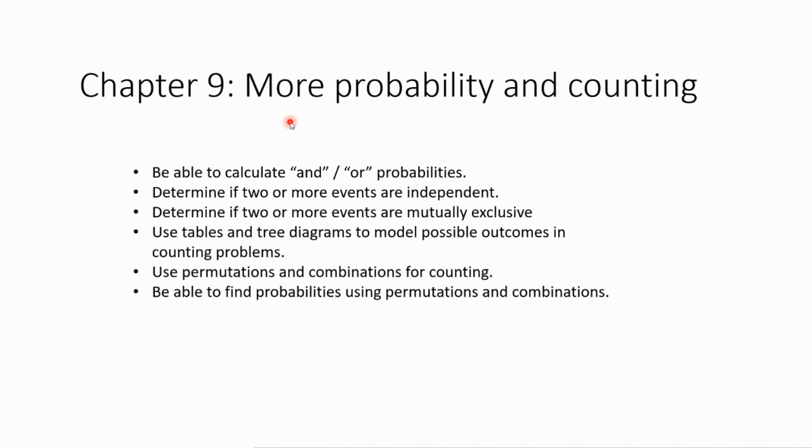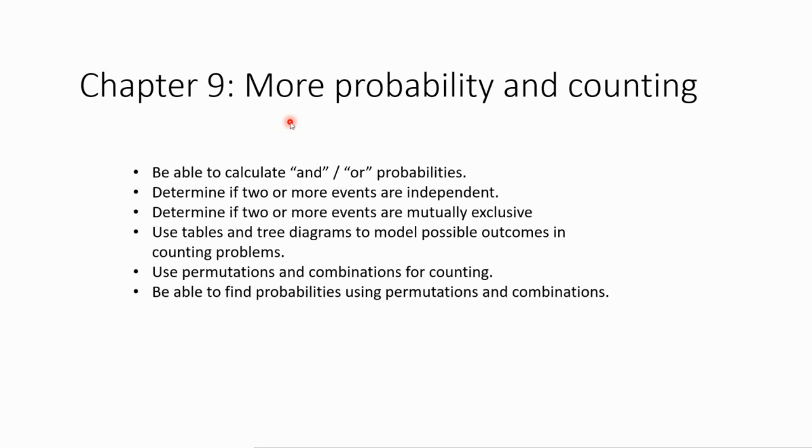If you're rolling a standard six-sided die twice, what's the probability that on the first roll you roll a 6 and on the second roll you roll a 6? We're going to see how to calculate things like that. It's fun. At least I think so.